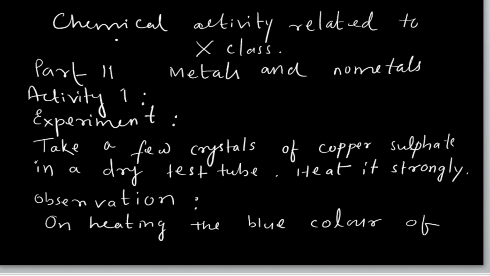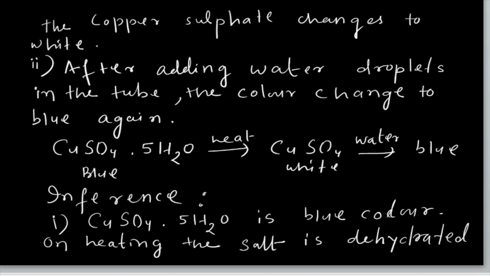Here we will see what happens when a few crystals of copper sulfate are heated strongly in a dry test tube. That means in the experiment you take a few crystals of copper sulfate in a test tube and heat it strongly. Now you know the copper sulfate color is blue. So if there is no water in the test tube, that is a dry test tube, then you will observe on heating the blue color disappears.